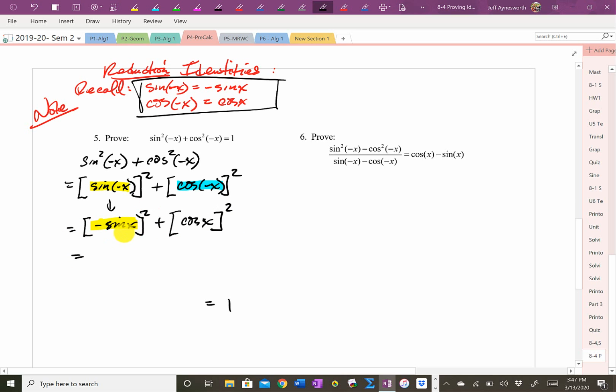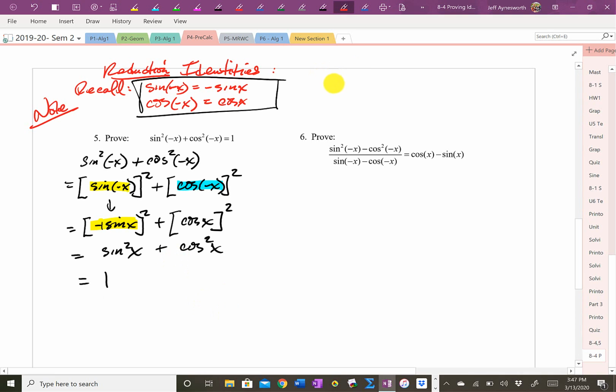And then I'm going to square these things. When you square a negative, you get a positive, so the square of negative 1 is 1. The square of sine x is sine squared x, when you write it the more traditional way. And when you square cosine x, you get cosine squared x. That's how you traditionally write it. And guess what? That's equal to 1, because that's the Pythagorean identity.